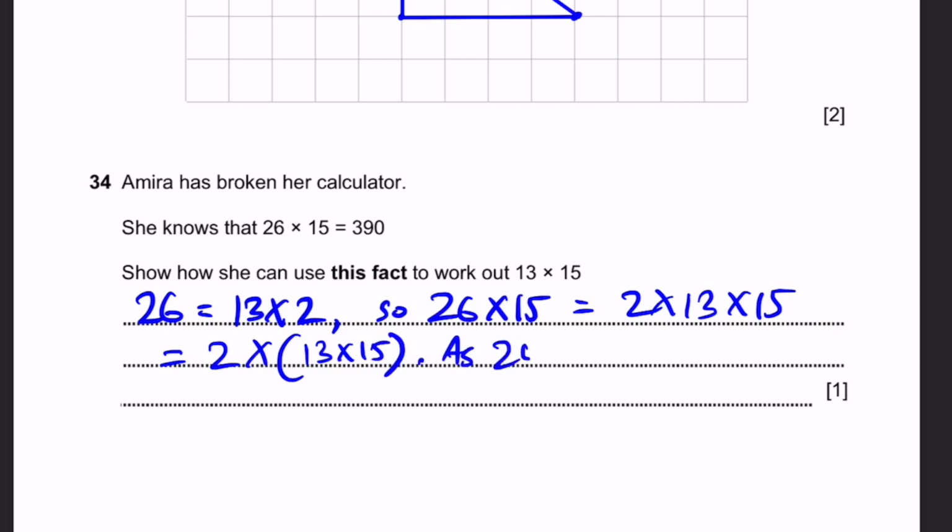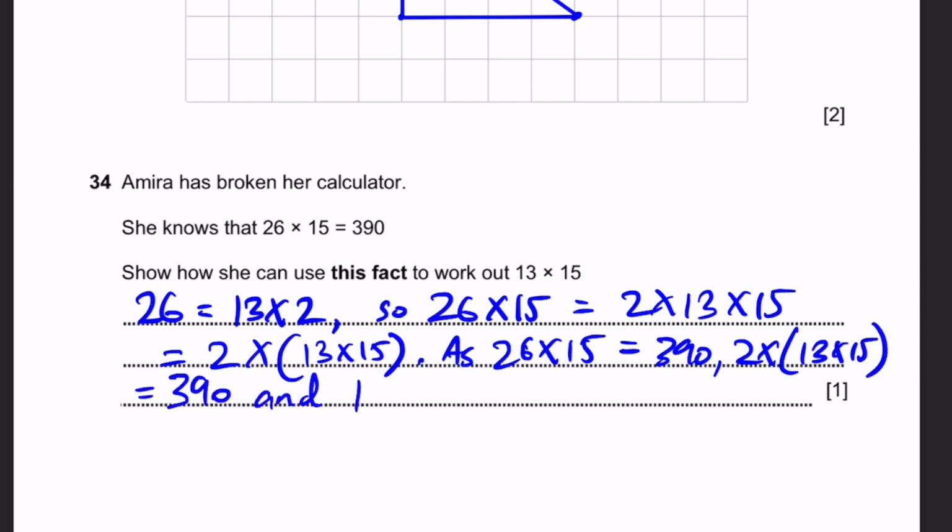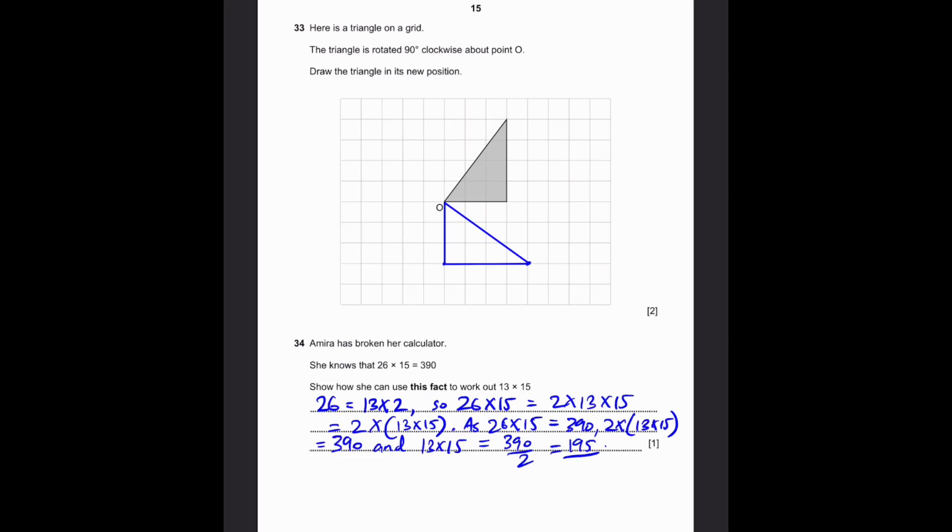As 26 into 15 is equal to 390, 2 into 13 into 15 equals 390, and that means 13 into 15 is equal to 390 by 2, which is equal to 195. That's the answer. And with that, I come to the end of the paper.